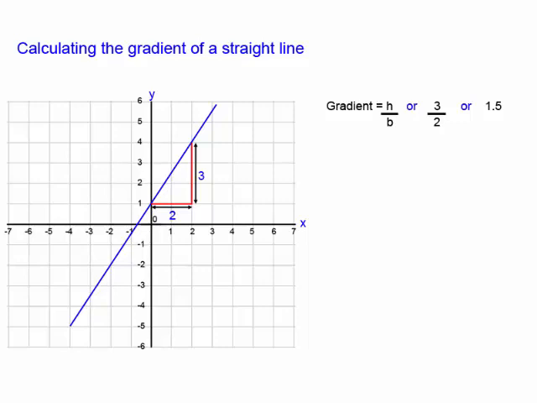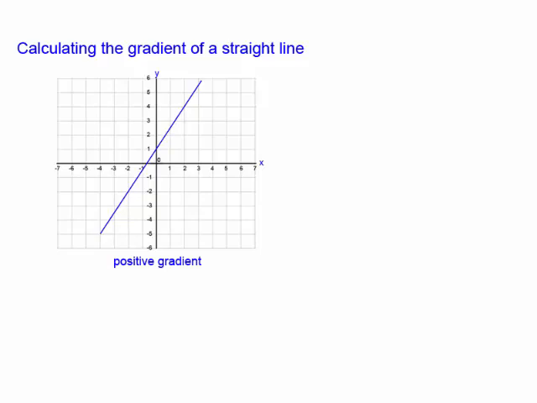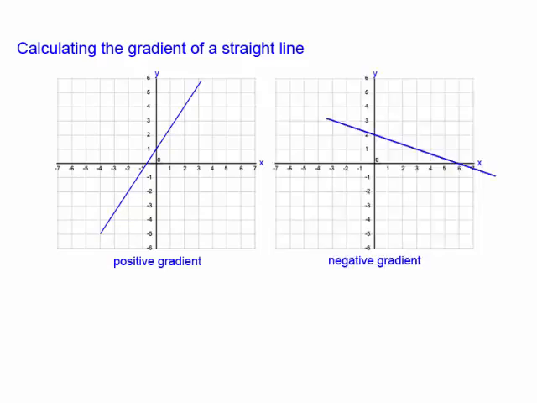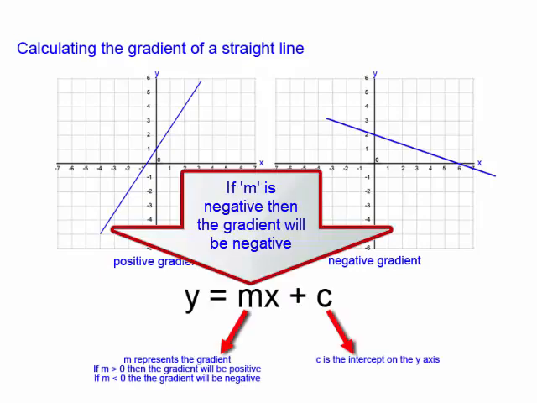3 units up. Now this example gives us a positive gradient, but we can also have a negative gradient, as in this example. Whether you have a negative gradient or a positive gradient depends on the values in this equation, and this equation is the general equation for a straight line graph. In this equation, m represents the gradient and c represents the intercept of the graph line on the y-axis.